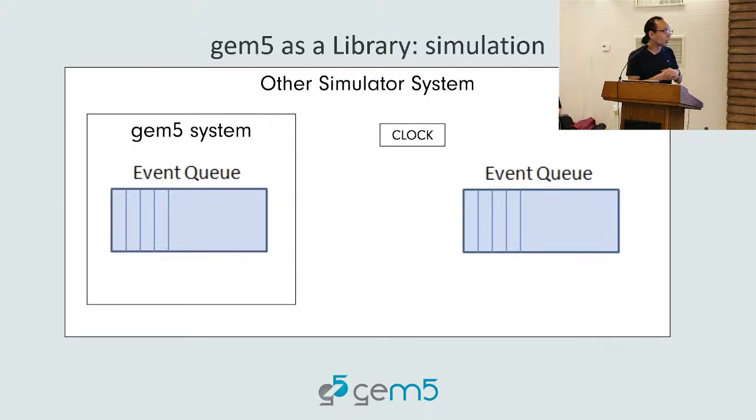Okay, so another thing to think about: I believe that when you set up gem5 as a library in another simulator, you need to figure out that gem5 itself has an event queue, and if the other simulator is also an event-driven simulator, then essentially you have two event queues, and somehow you need to synchronize them.